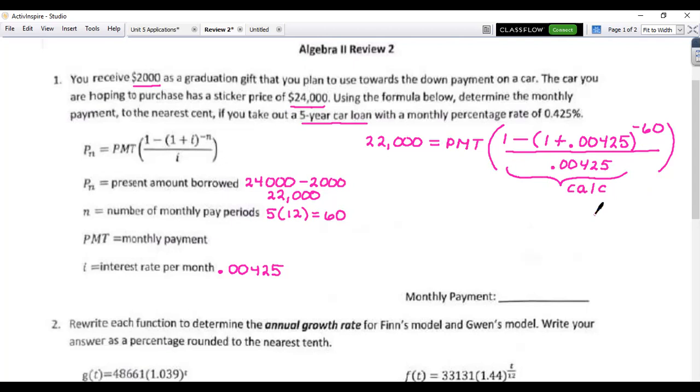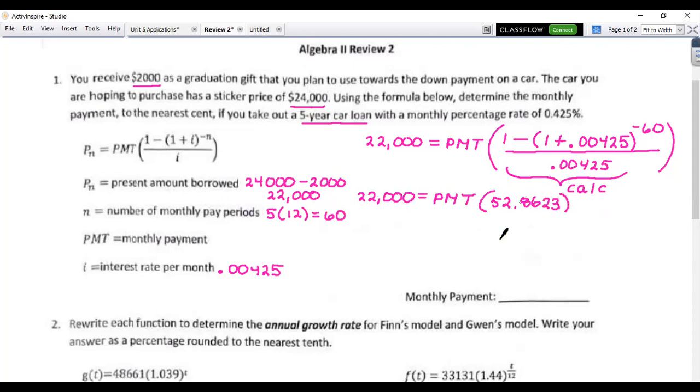All right, so I have 1 minus 1 plus 0.00425 raised to the negative 60. Divided by 0.00425 for an answer of 52.8623. So $22,000 is equal to PMT, or X, whatever you prefer, times, you guys get like 52.86. Did you find your mistake?